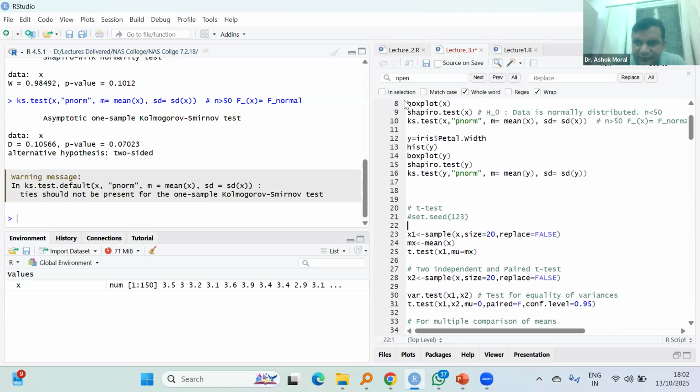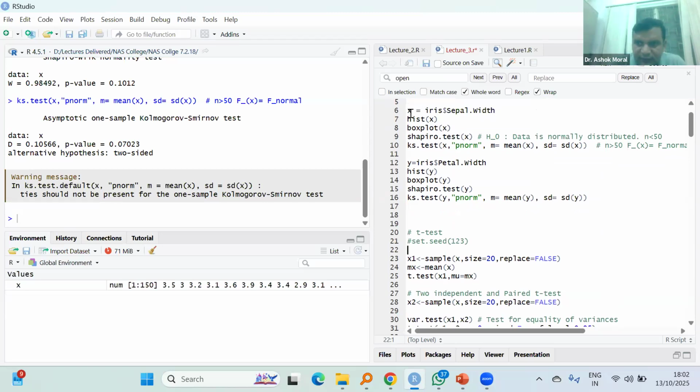ये मेरा x था. ये, ठीक, that is my x. t-test क्या करता है?